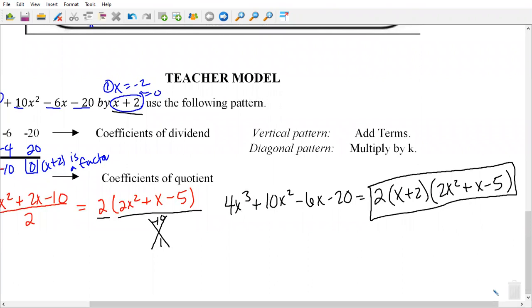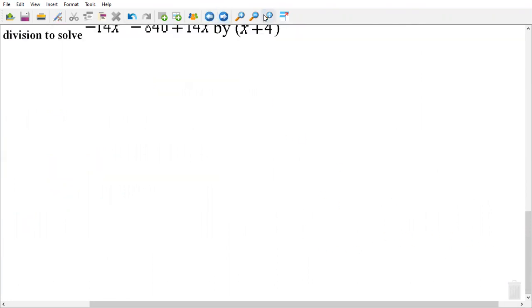All right, questions, comments, concerns? All right, let's do some more practice so you can get used to synthetic division.